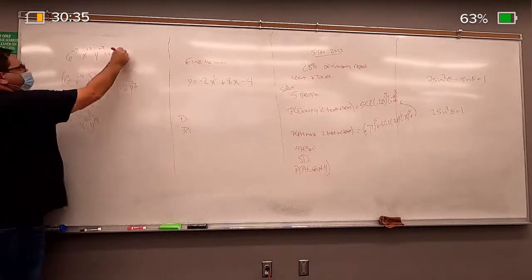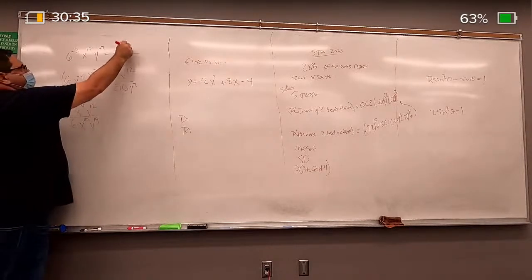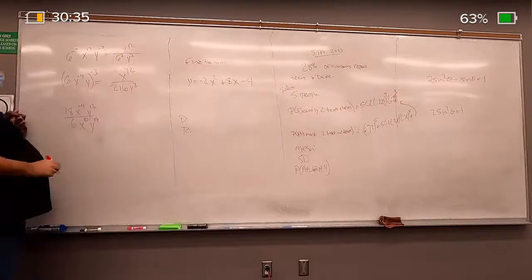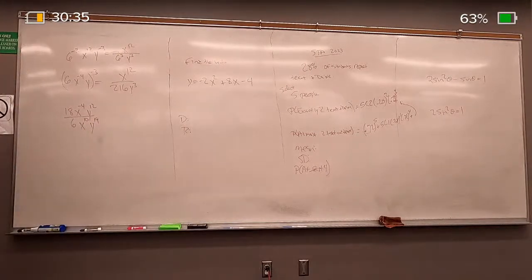Negative exponents will move, so the x to the 12th will stay on top. 6 to the third, y to the third will be on the bottom. And then the 6 to the third gets applied as 6 times 6 times 6. Any questions on that? All right. Ellie, you good? Did you get that one? What did you get for this one, Ellie?